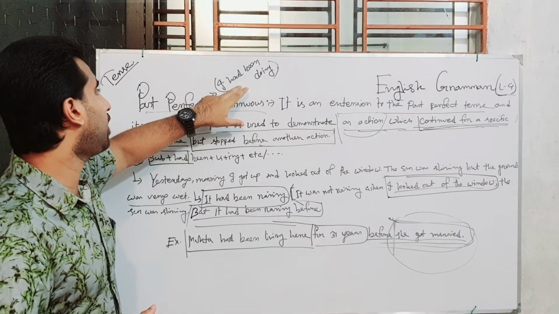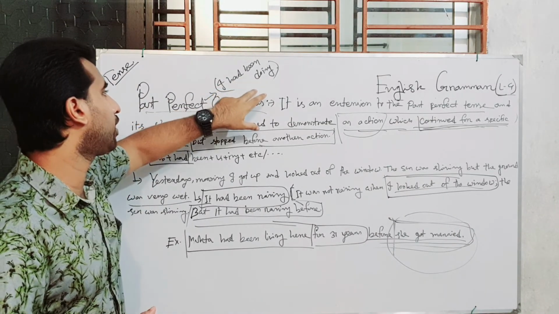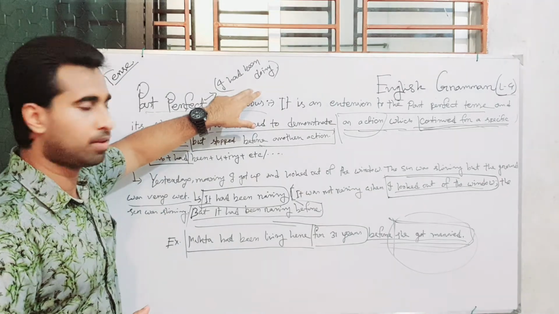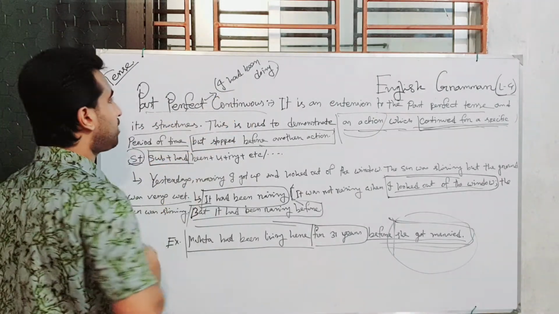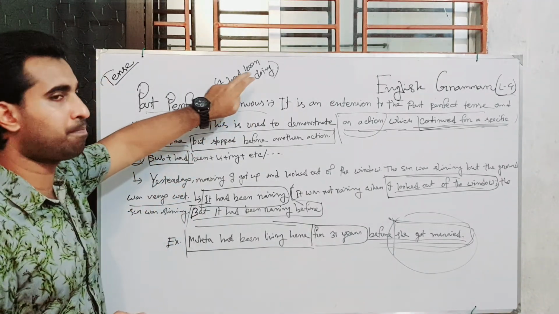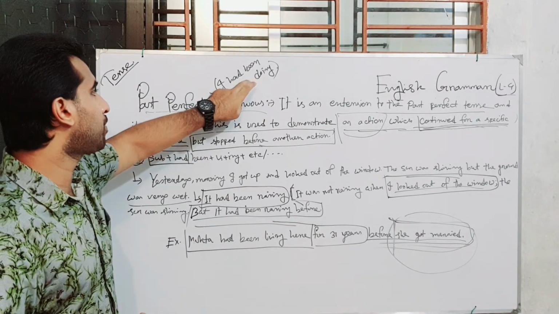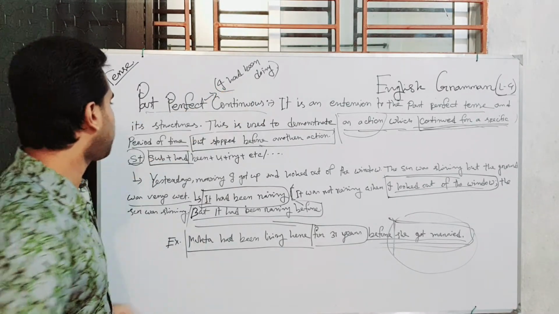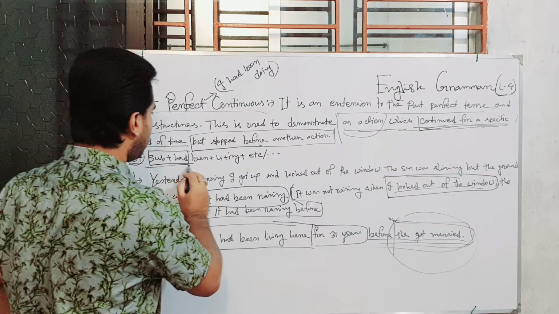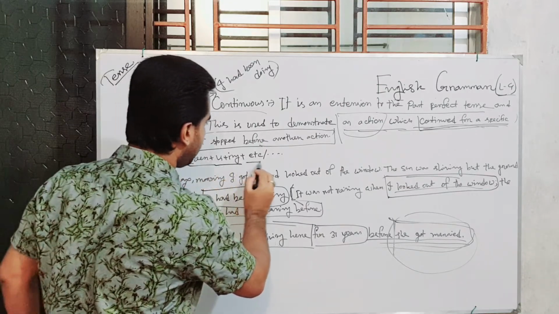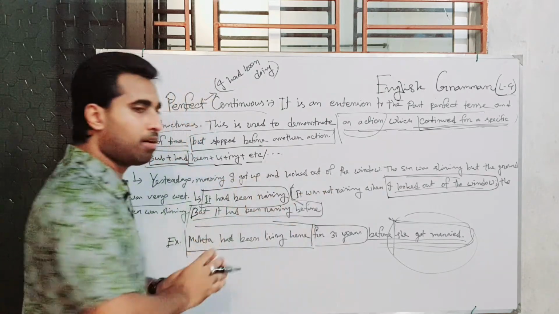Here is another example. I had been doing. So the structure is subject plus had been plus present form of the verb plus ing. That means V1. Subject plus had been plus V1 plus ing plus etc. or other words.